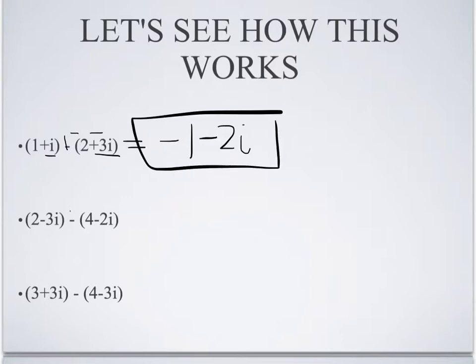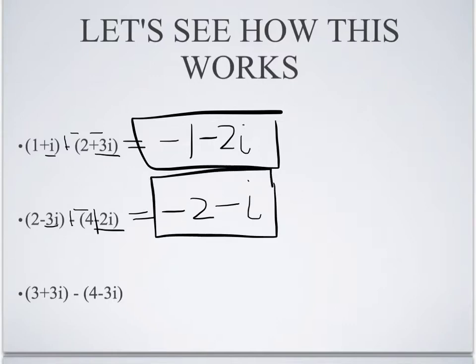So in the next one, again, change it to addition and change the signs to the right. 2 plus negative 4 is negative 2. Negative 3i plus positive 2i is negative i, or negative 1i. You try the last one. Pause and try the last one.